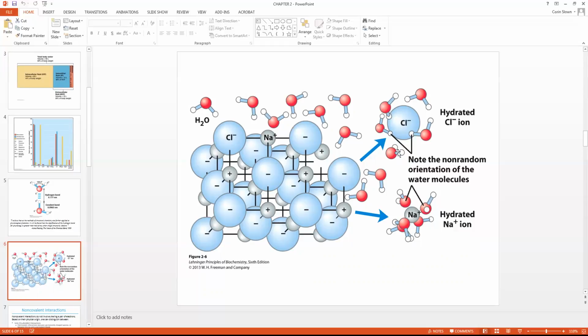So if I had a cube of table salt and I were to drop that into water, eventually I would start to see that salt dissolve. What would it mean for it to dissolve? It would mean that the hydrogens on water molecules surround the negative chloride ion, and the oxygens on water molecules surround the positively charged sodium. And that's how I would solubilize a salt.